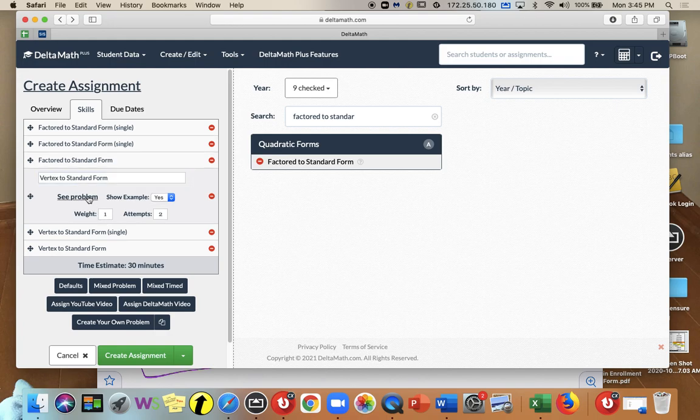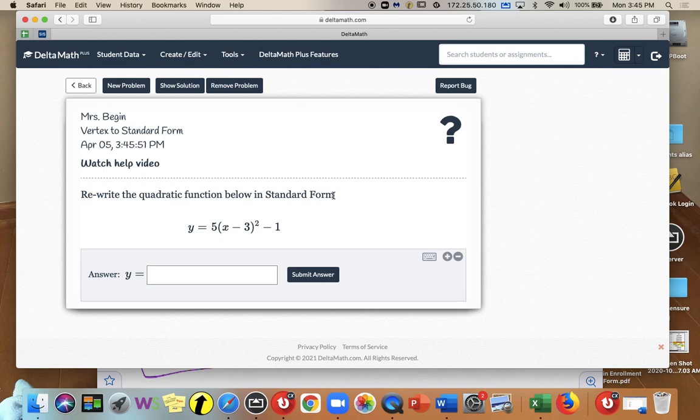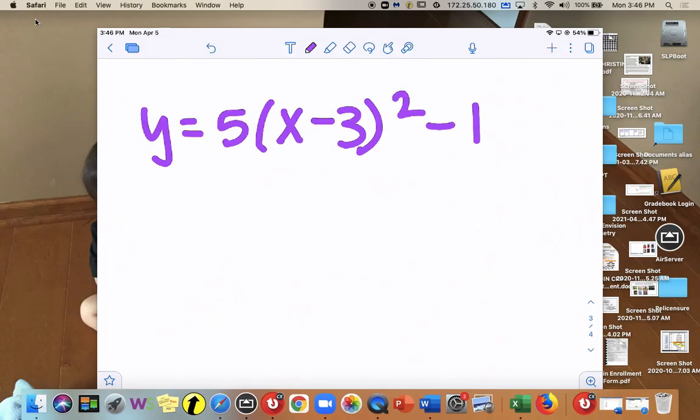So here's the example for vertex form. And again, all it is, it's order of operations. Okay, so y equals 5 times x minus 3 squared minus 1. Okay, so here's the problem. We could tell what the vertex is. It's 3, negative 1. We could say this is skinnier. It's a smiley face graph. But what if we wanted to multiply it out?